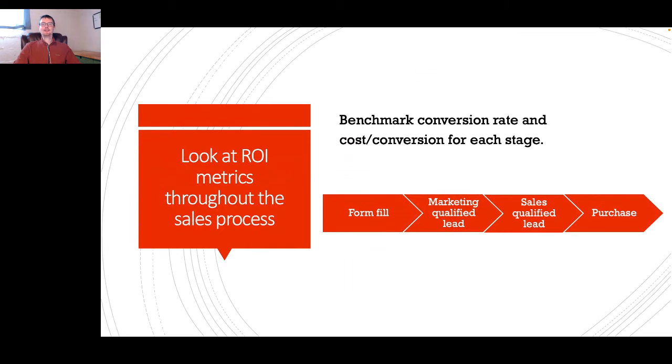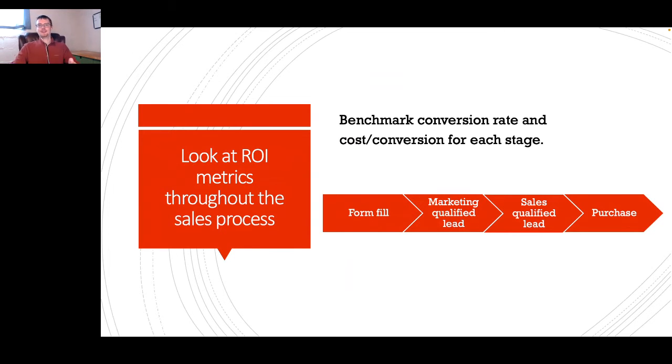So here's where you want to look at those metrics throughout the sales process. Don't just look at the conversion rate to filling out a form on the site and the cost per conversion there. But next, look at the conversion rate, the likelihood of those people who fill out the form to actually be a qualified lead, whatever those benchmarks might be. For every business, it's unique. For some businesses, it might be that your potential lead is from a company with a certain number of employees or a certain industry or a certain job title or whatever that threshold might be to qualify someone.